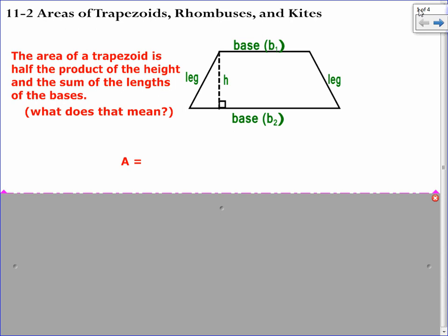So if we look at this sentence on the left, it says the area of a trapezoid is half the product of the height and the sum of the lengths of the bases. So if we want to put that in a formula, what would that look like? It says the area of the trapezoid is half, so we should probably have half there. Half the product. What does product mean? We're going to multiply something together. So we're going to multiply something times something else. What are we multiplying together, does it say?